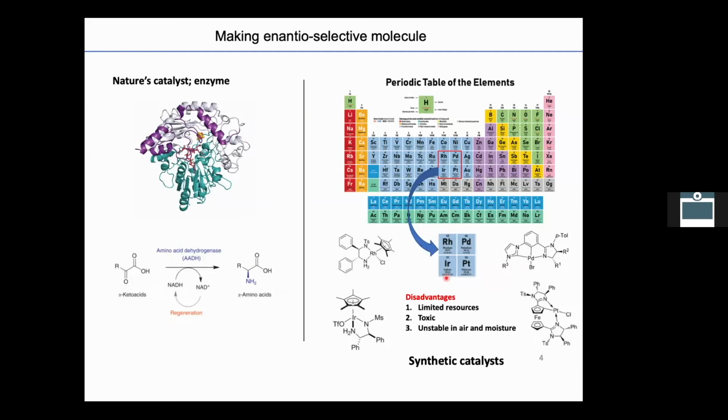So that's why if we make any product out of it, it will be very pricey. Next is toxicity. These elements are usually very toxic to human health. So if you make any product out of it, this metal has to be removed afterwards. So this also creates another difficult challenge. The third one, these catalysts are very unstable in air and moisture. So handling them is very difficult. Usually we keep these catalysts inside a glove box. So this is also a difficult and expensive process.